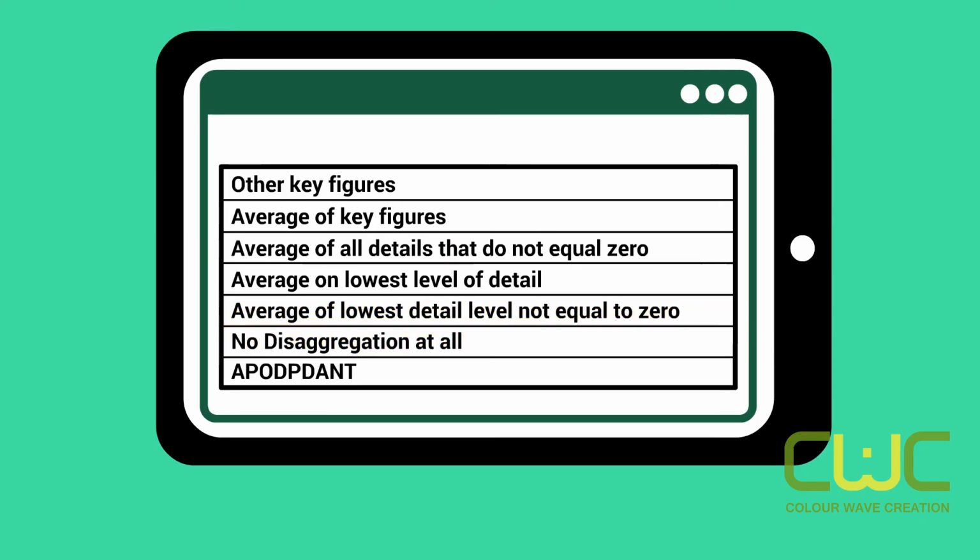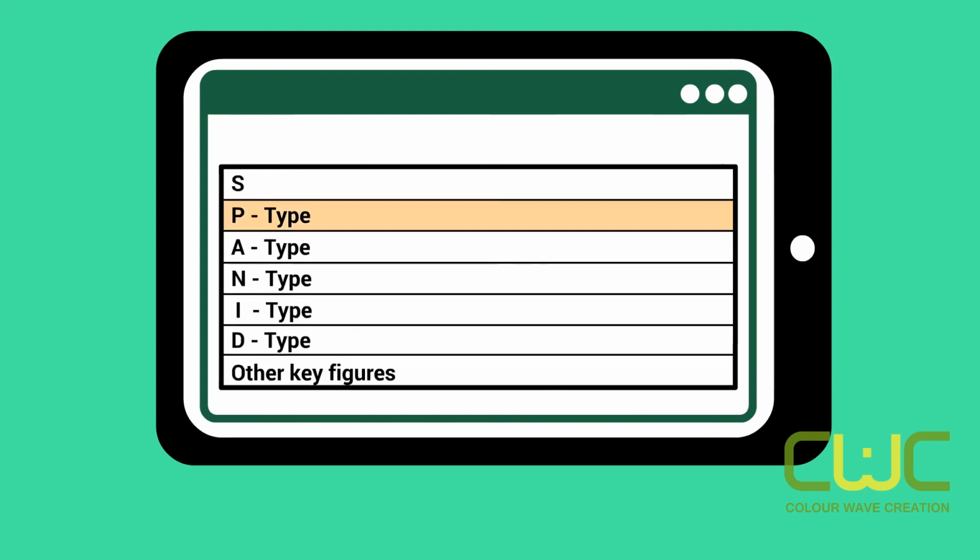These disaggregation methods are applied as per the complexity of the plan. The standard key figure for disaggregation is APODPDANT. This is considered as the default key figure if you do not specify your own key figure while disaggregating with type P.